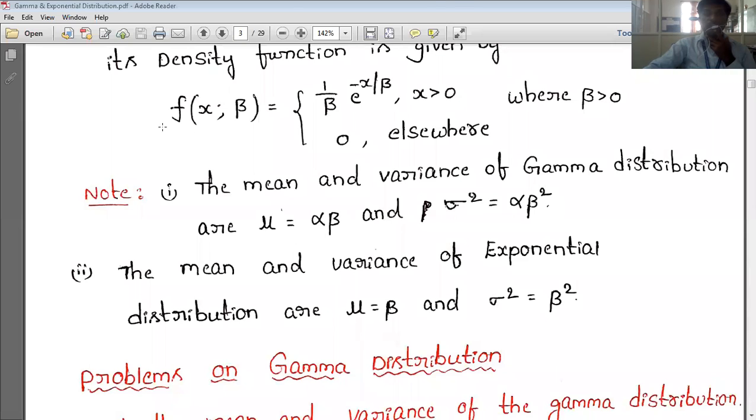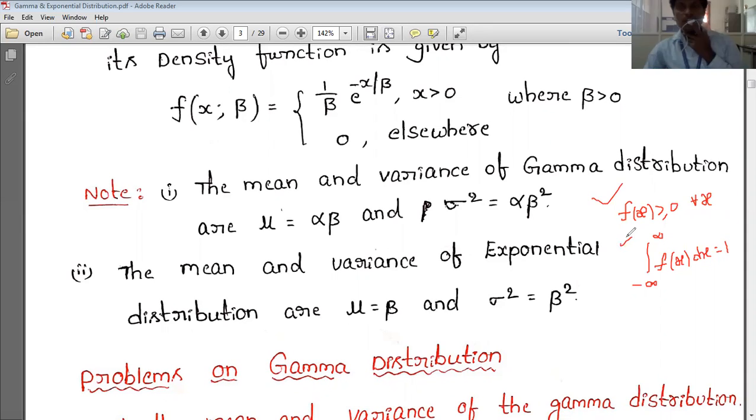Before that, first we need to know the properties of the gamma probability density function. What are the properties we said? The function f of x is greater than or equal to 0 for all x. And another thing is the integral from minus infinity to plus infinity of f of x dx is equal to 1. So it means the total area under the curve is 1. So these two properties we need to remember.